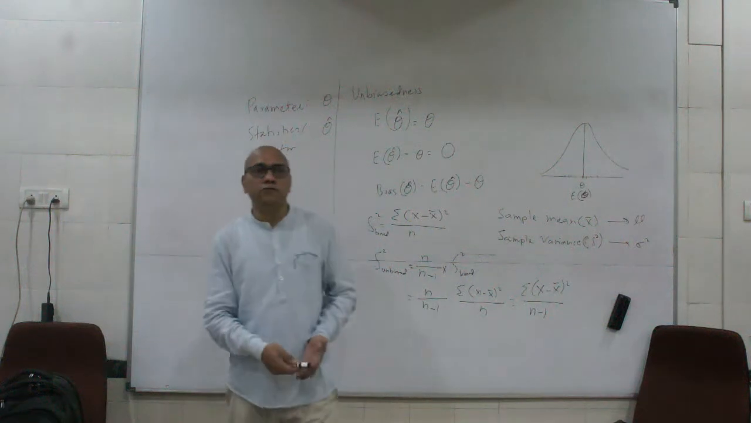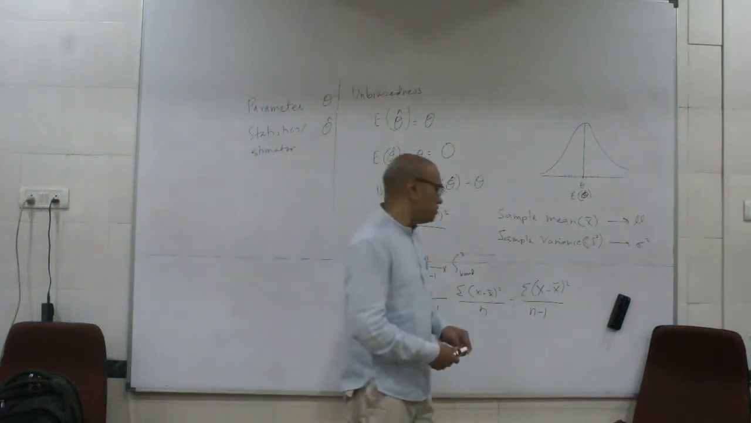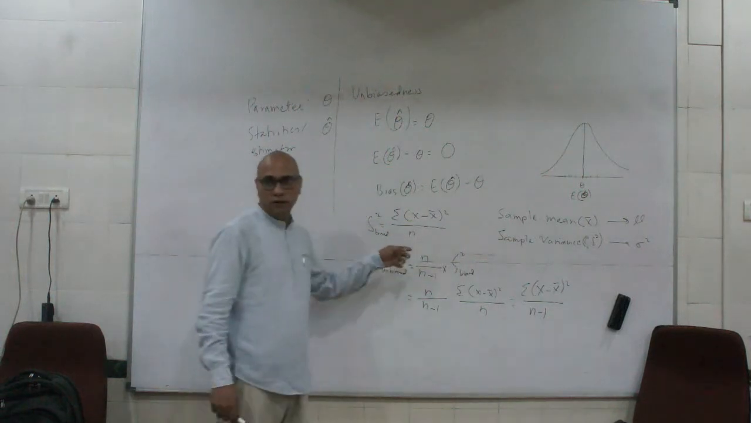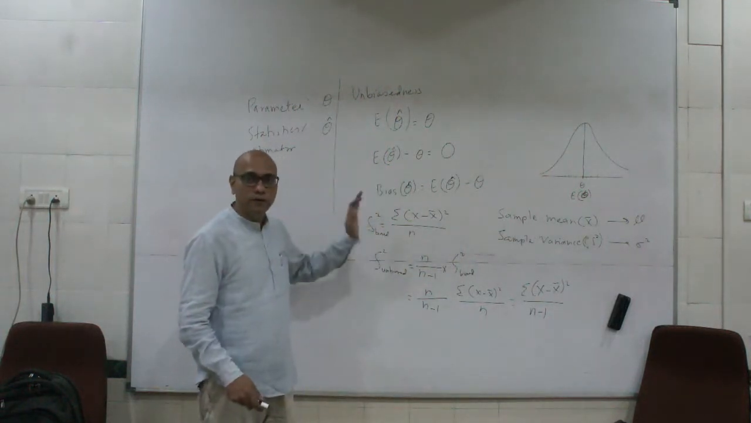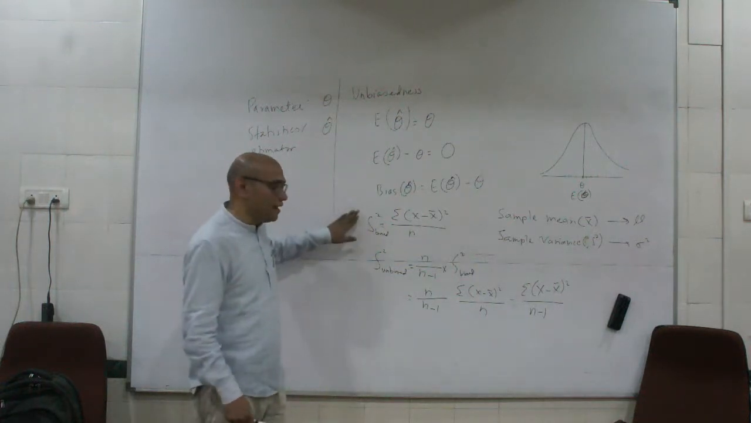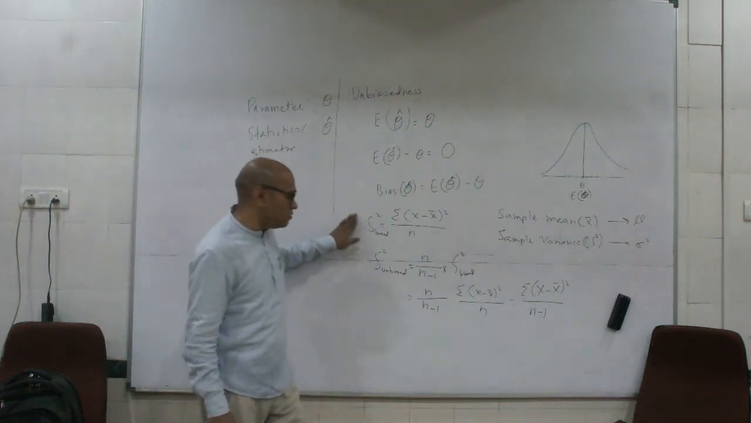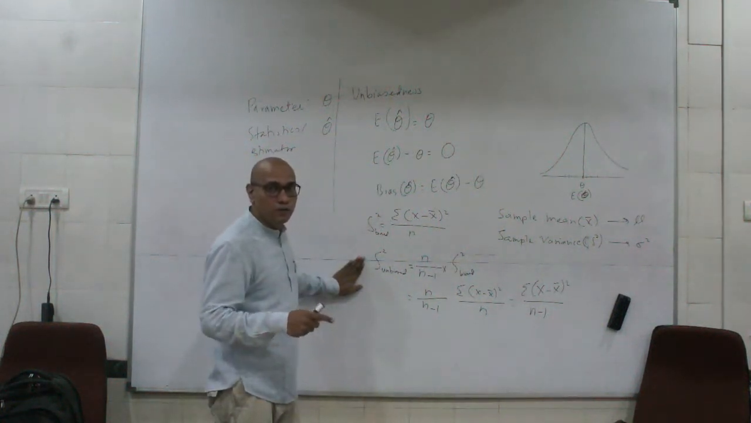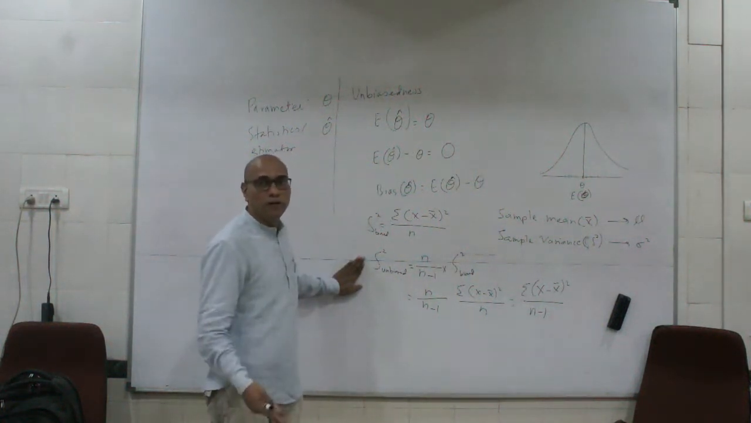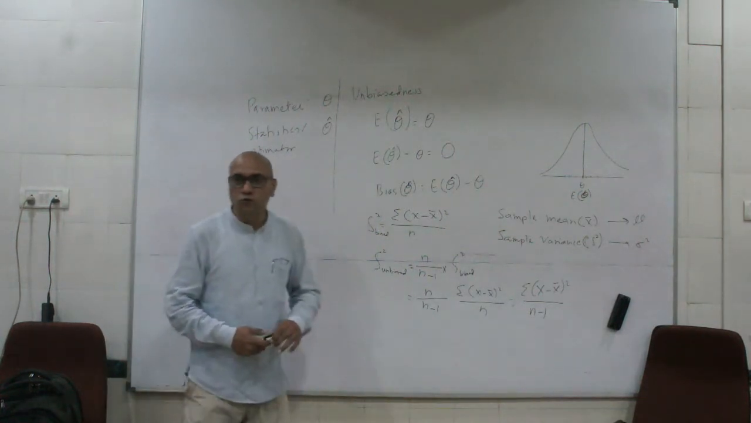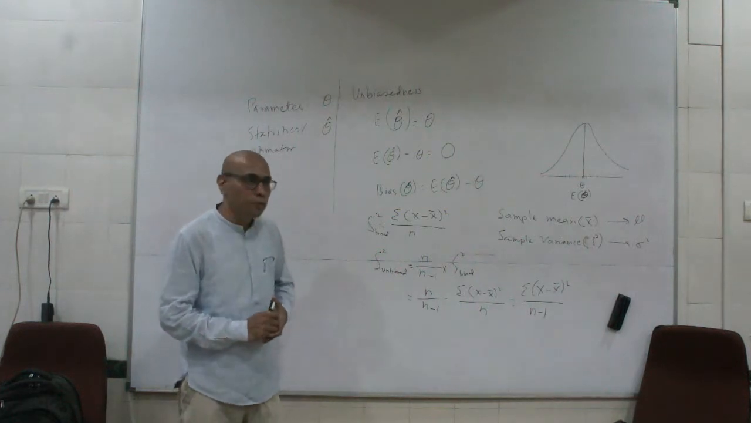If you are not interested in using it as an estimator of population variance, then you might as well use n as a denominator. So there is a difference between the two S squares that we get. This is a biased estimator, which is a sample variance, and this is an unbiased estimator, which is an estimator of a population variance. Okay, so this is the difference between the two variances that we compute.